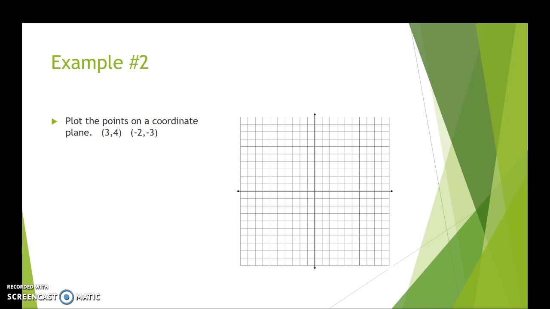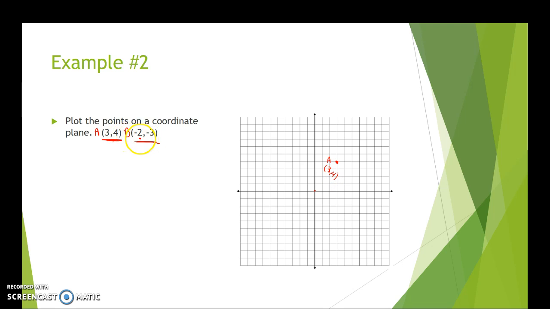Example number 2, they're now giving us coordinate ordered pairs, and they want us to plot them on this coordinate plane here. So for the first one we have here is 3, 4. I'll label this A, and I'll label the second one here B. So A, we have here 3, 4. So again, starting at the origin, we go 1, 2, 3, and up 4, 1, 2, 3, 4. I'll label that A, and I can label this 3, 4.